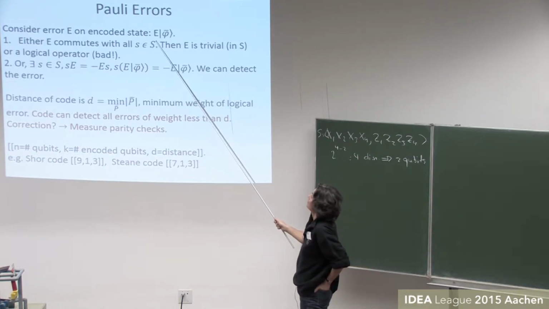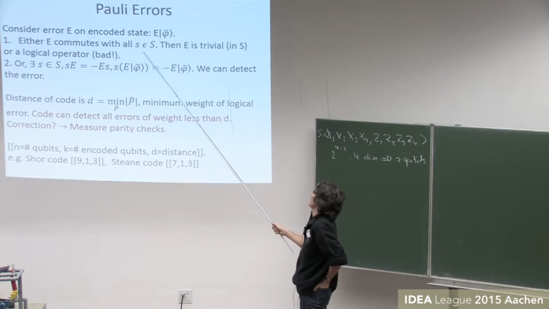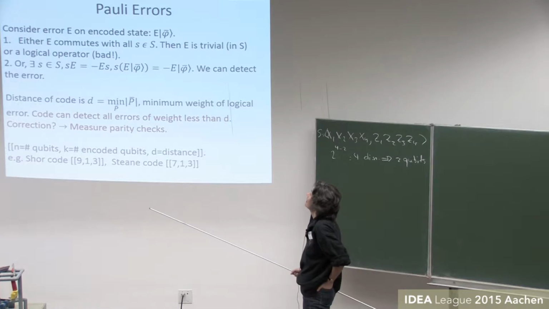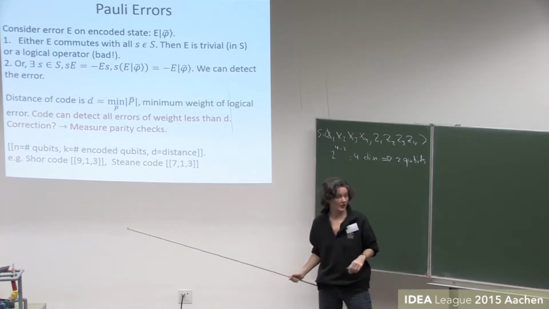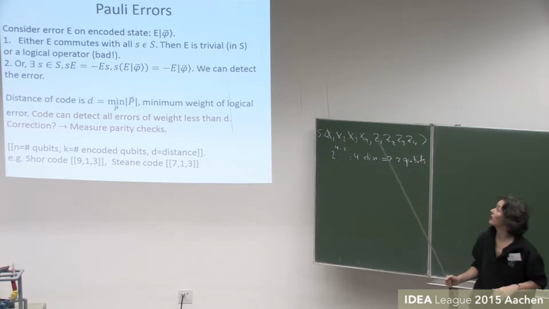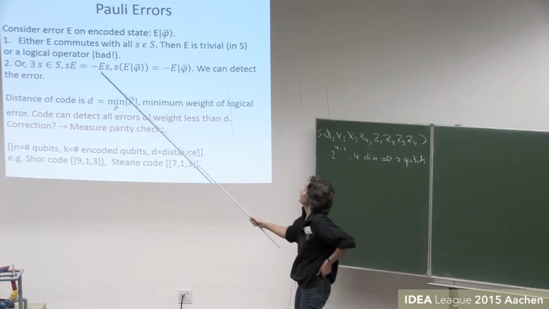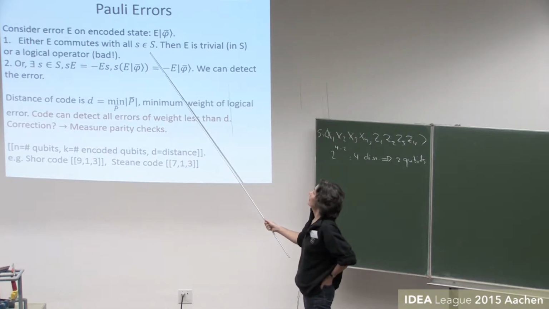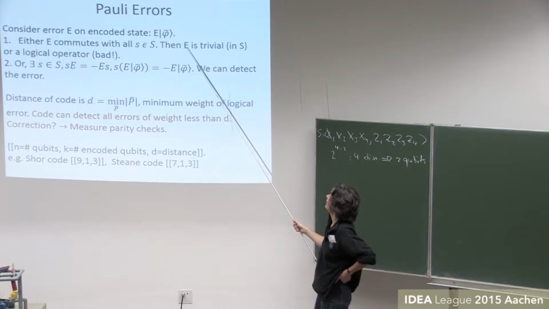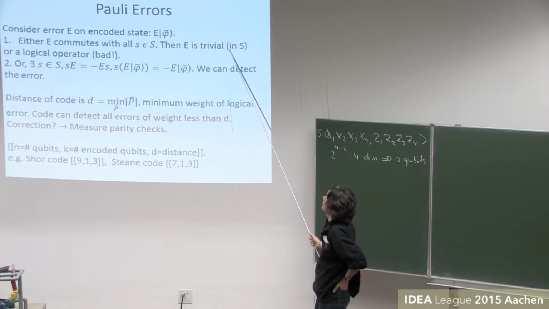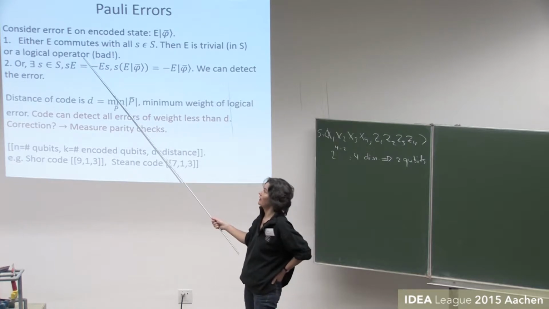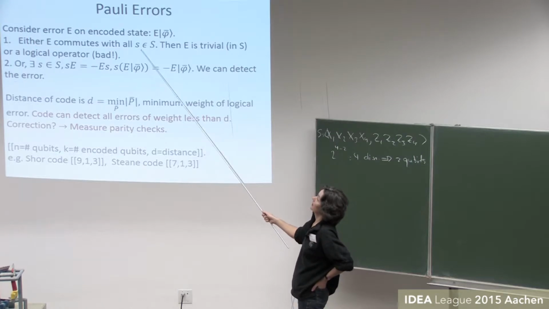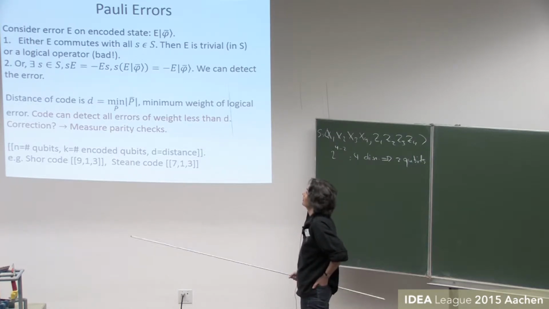So I have an operator. This is a bit more general. Say I have an error on an encoded state. So there's three possibilities. This error is a Pauli error. First possibility, E commutes with all elements in S. Then I have two further sub-possibilities. Either E is trivial, it's an element in S, or it's a logical operator. That's bad, right? Because I won't detect it: it commutes with all elements in S, and it's a logical operator.